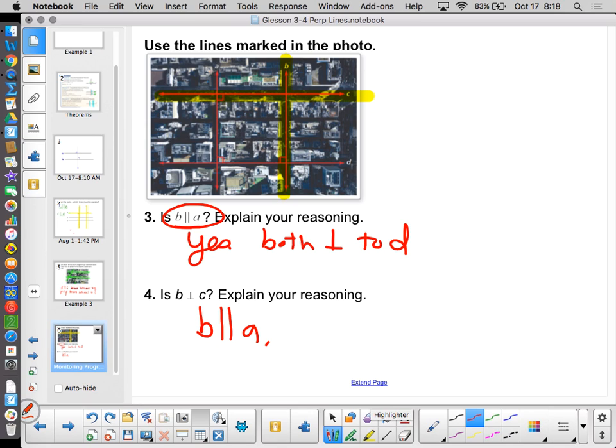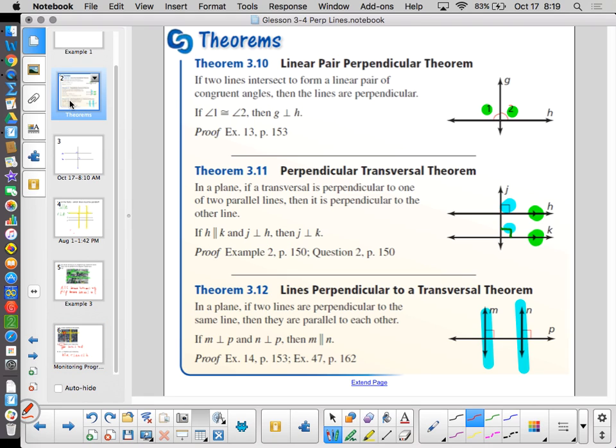B is parallel to A, and C is perpendicular to A. That's what I needed. We've got that right there. C is perpendicular to A. So if C is perpendicular to A and B is parallel to A, C must be perpendicular to B. Okay? Because this goes back to the perpendicular transversal: if a transversal is perpendicular to one of two parallel lines, it's perpendicular to the other line.